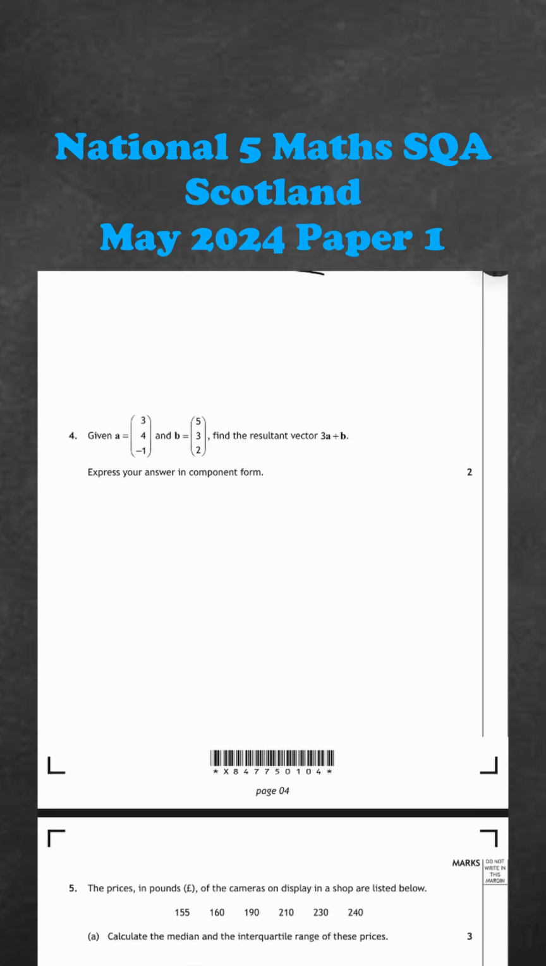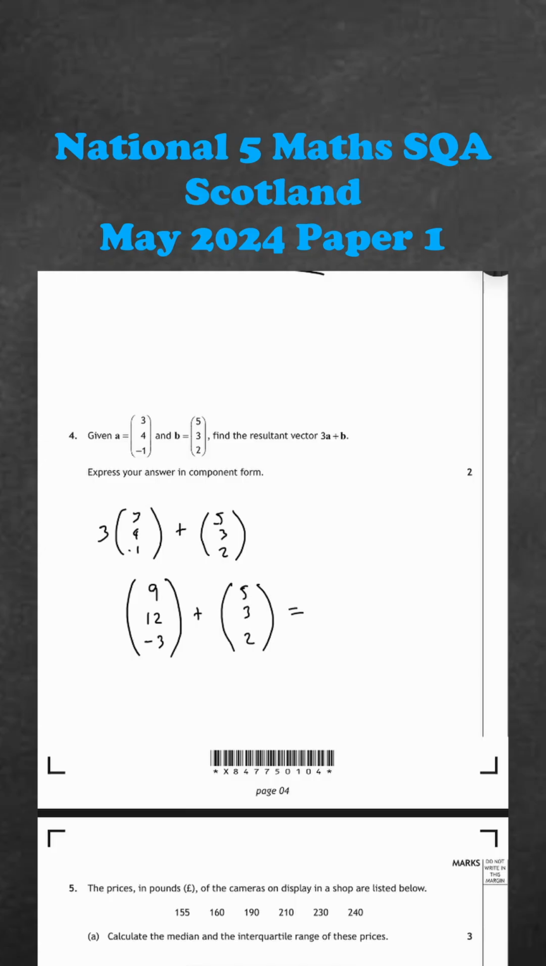Question 4. Given a equals (3, 4, minus 1) and b equals (5, 3, 2), find the resultant vector 3a plus b. This is going to be 3 lots of (3, 4, minus 1) and (5, 3, 2), just one lot of that. So if we multiply out the a bit, we're going to get 3 lots of 3, which is 9, 3 lots of 4, which is 12, 3 lots of minus 1, which is minus 3, plus (5, 3, 2). Now we can just add each term together, so 9 plus the 5 gives the 14, 12 plus 3 is 15, and minus 3 plus 2 is minus 1, and that's our answer.